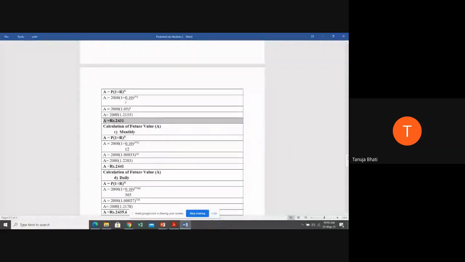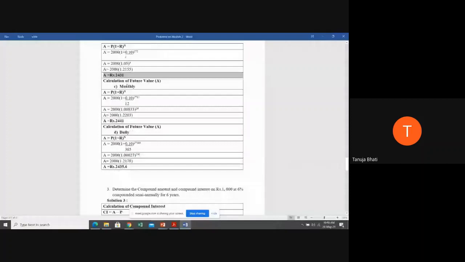If the calculation is to be done monthly, you have to divide R by 12 and multiply N by 12. So when you divide 10% by 12, 10 divided by 12 will give you 0.833 percent. So when it is percent, it will be 0.00833, and when you add back 1, it is 1.008333, raised to the power 24. Why 24? Because 2 into 12.